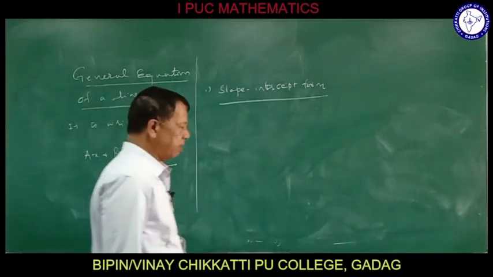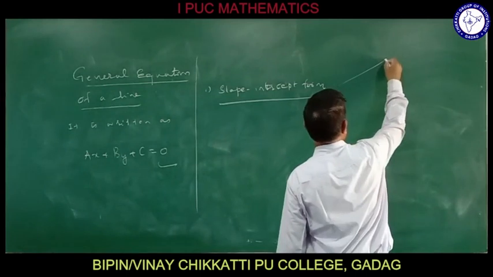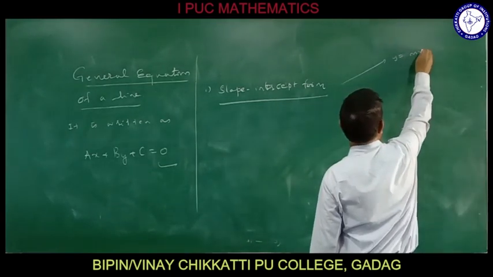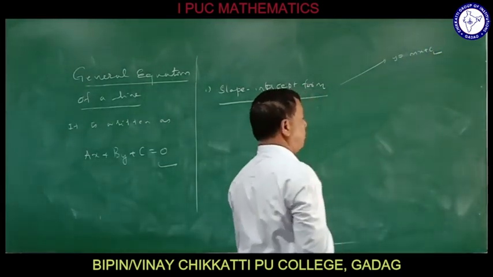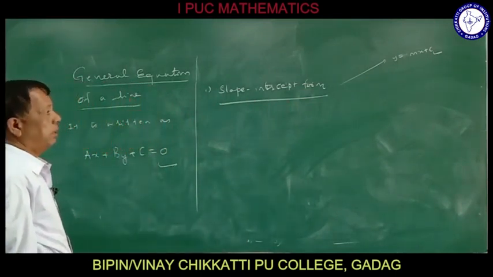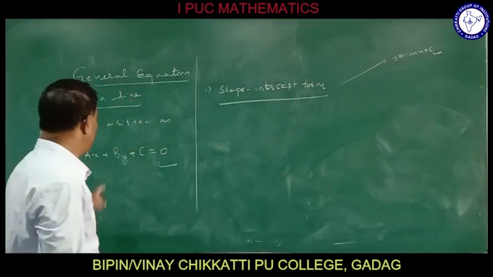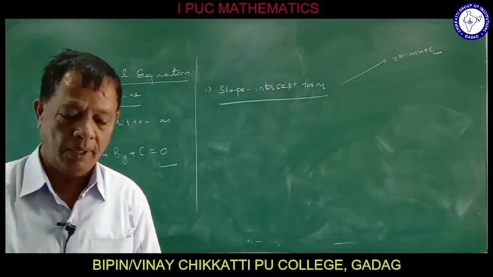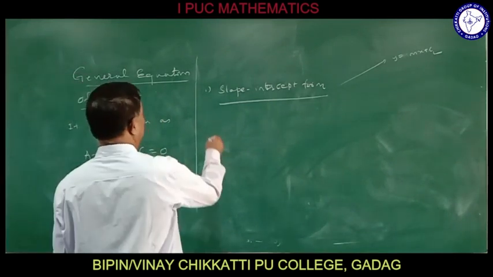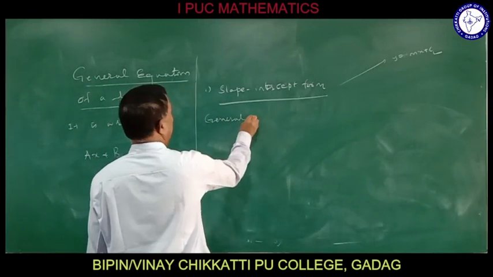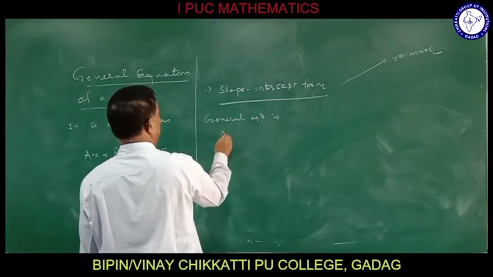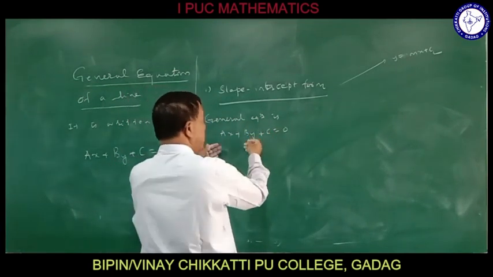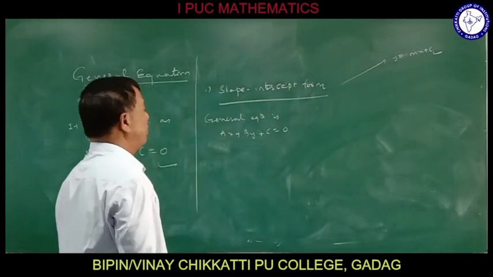What is the slope intercept form? That you have already discussed. Slope intercept form is y equal to mx plus c. This is the formula that we have derived for the slope intercept form. But now the question is how the general form is reduced to that form. That point I am discussing here. So what is the general equation? It is ax plus by plus c equal to 0. I want to reduce it to the form y equal to mx plus c.